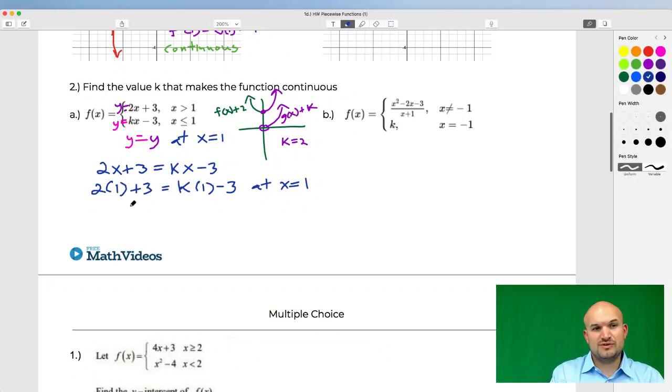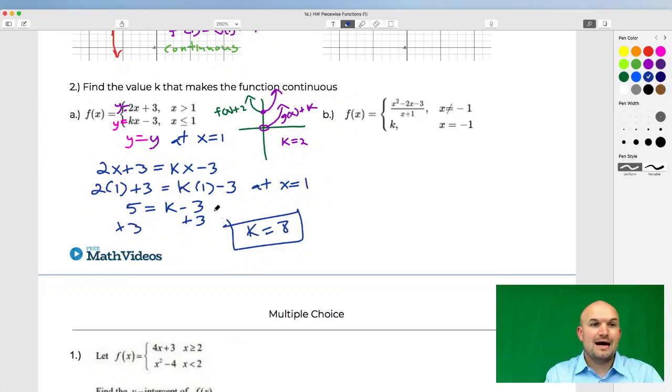So we just get this. This is going to be 2 plus 3 is 5 equals k minus 3, plus 3 plus 3. k is equal to 8. Bam. Now, I'm not going to go through this, but if you wanted to graph 2x plus 3 as well as graph 8x minus 3, you would see that the graphs are going to intersect when x is equal to 1. So therefore, you can see how k is going to be the value.